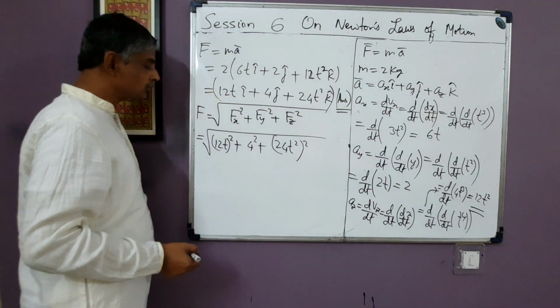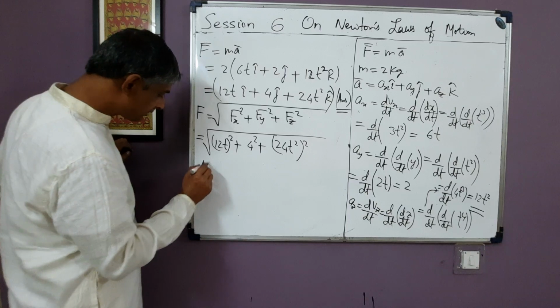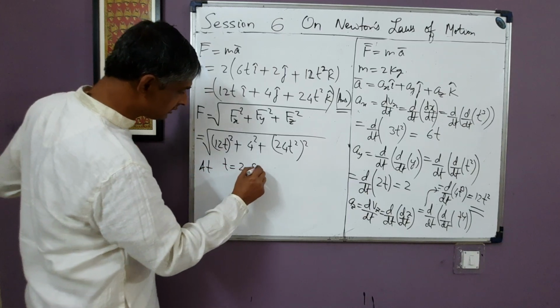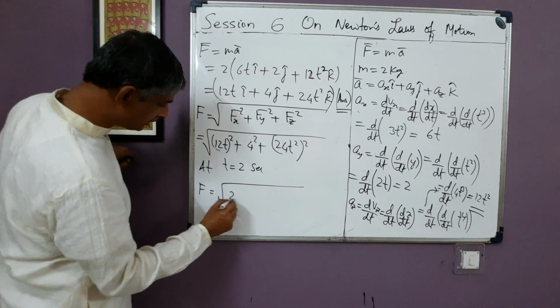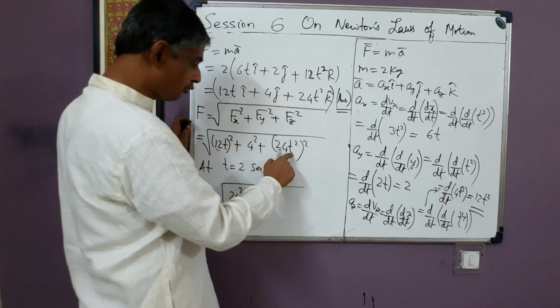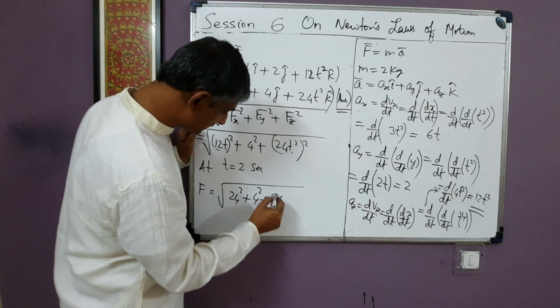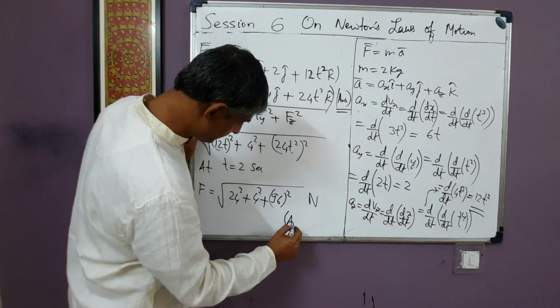But we have been asked to find the magnitude of net force on the particle at t equal to 2 seconds. So at t equal to 2 seconds, the magnitude of net force on the particle becomes root under 12 into 2, 24 square, plus 4 square, and t square becomes 4. 24 into 4 becomes 96, 96 whole square newtons. This is therefore the required answer.